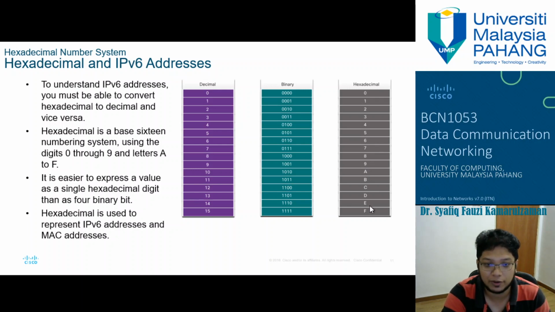And what happened when you got after F? Okay, so after F is easy. It become 10, 1 and 0. And then you continue with 11 until 1F. Then you continue with 20. So it continues on like they have 15 alphabets inside the 15 digits inside a number.